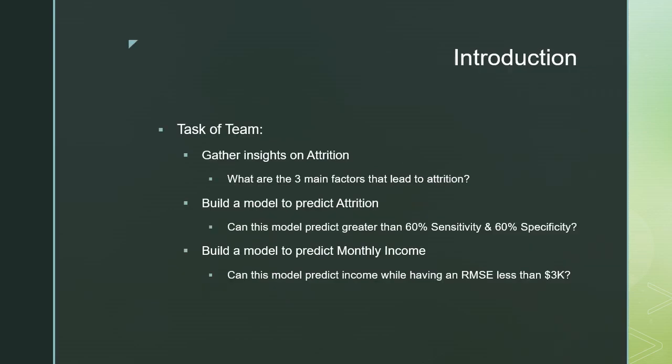So the task of the team was to gather insights on attrition. What are those three main factors that lead to attrition? The other thing that we had to do was build a model to predict attrition, and there was a threshold set in place to make sure that we had 60% sensitivity and 60% specificity. Lastly, we needed to build another model to predict monthly income and make sure that the RMSE, which is the root mean square error, is less than 3K.